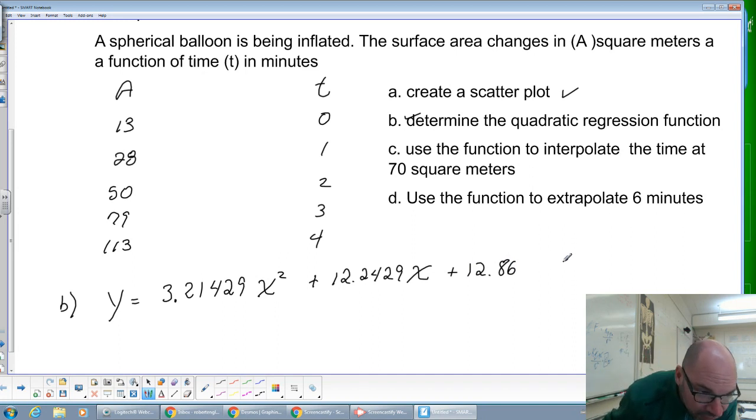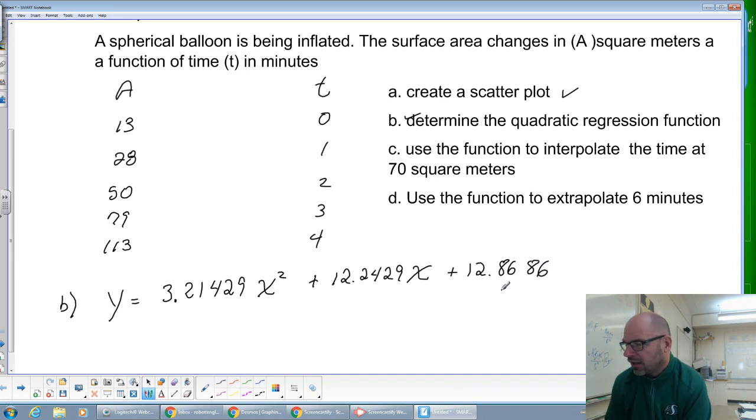8286. So this is our quadratic regression function. So where did I get that? I read the values off the black line.